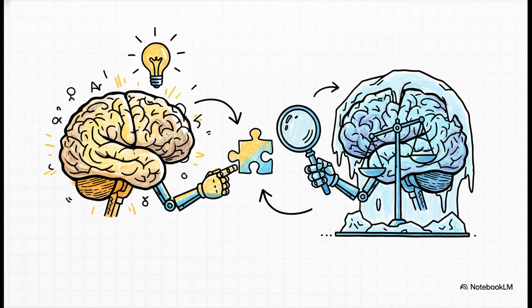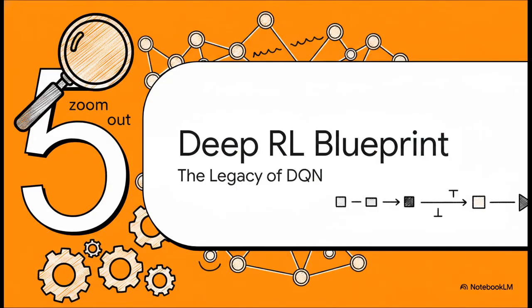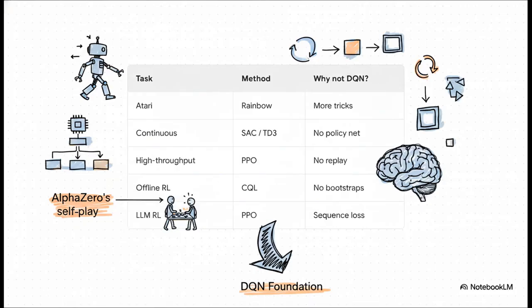Rainbow DQN in 2017. Finally, Section 5, the Deep RL Blueprint. Let's zoom out for a second and look at the landscape today, in 2026. Standard DQN is rarely the state-of-the-art method of choice anymore.